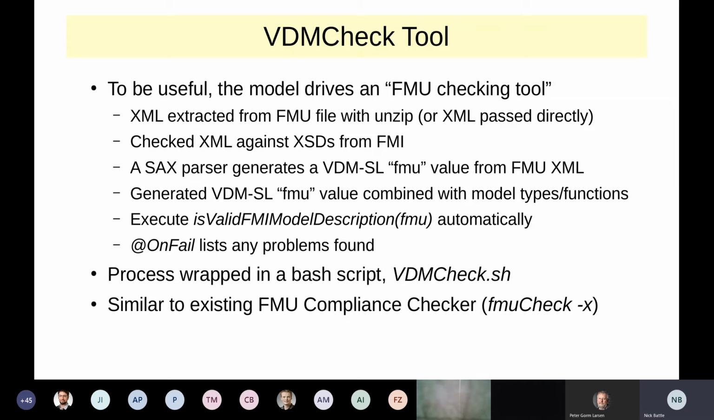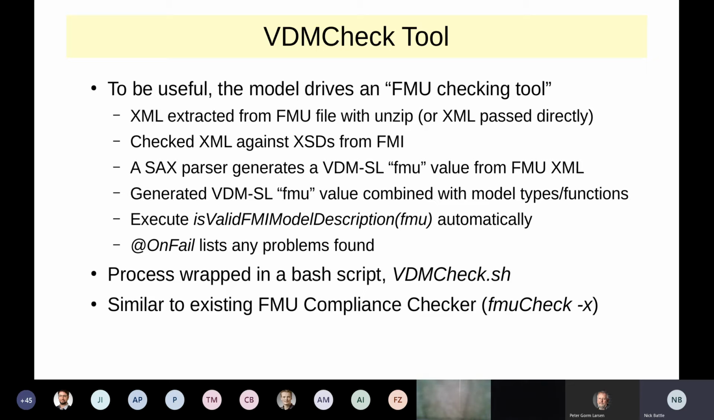And well, I really said what you do there. You extract the XML. The XML is checked against the XSDs. Then if that passes, VDM is generated from the XML so that the model can understand it. It puts the whole lot together with the definition of the formal model and executes the valid function, and then the on-fail annotations print out anything that they find that's wrong.